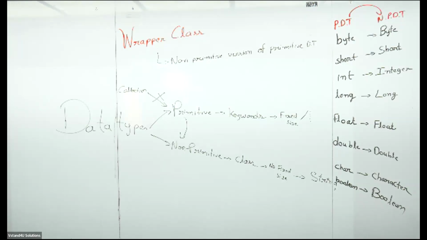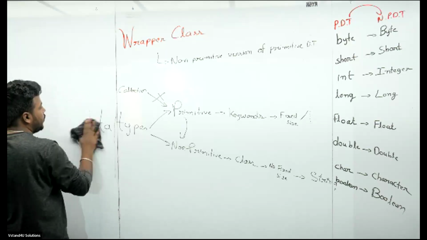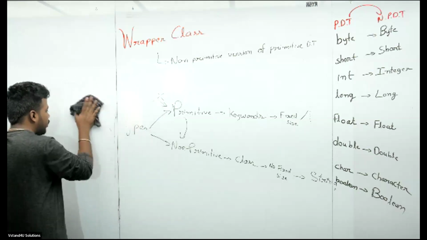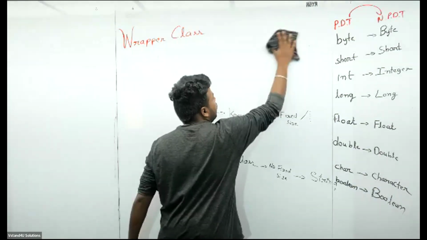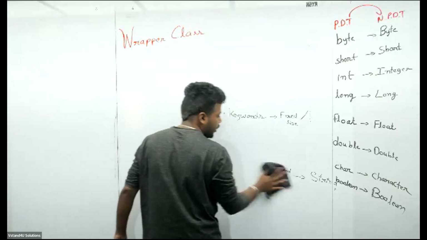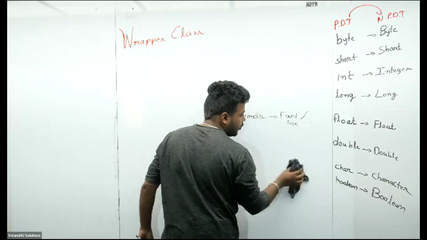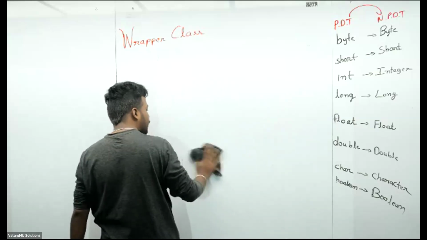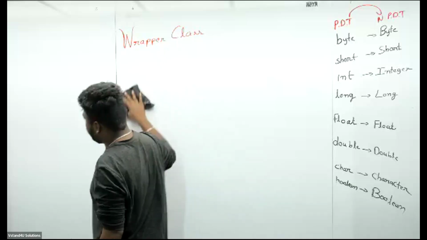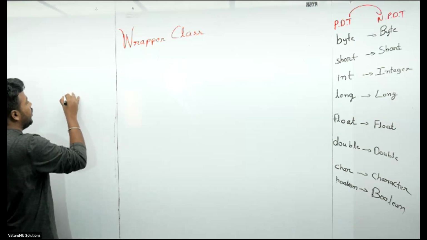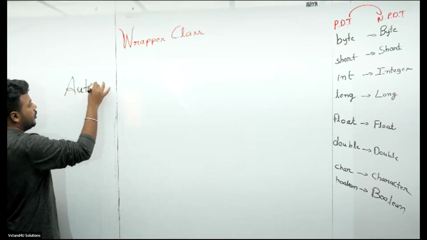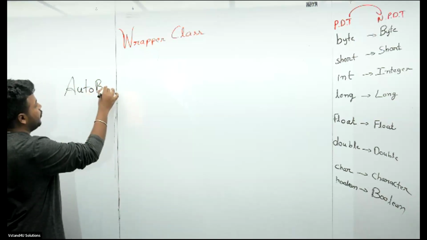It is nothing but a small topic. It will come under the collection only. Anybody knows? Converting a primitive data type into a non-primitive data type is called auto boxing.